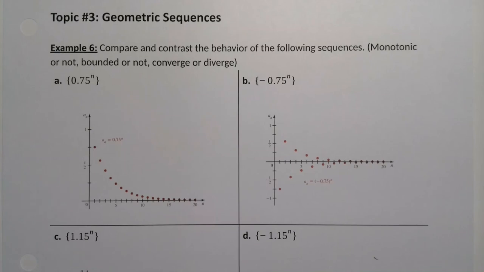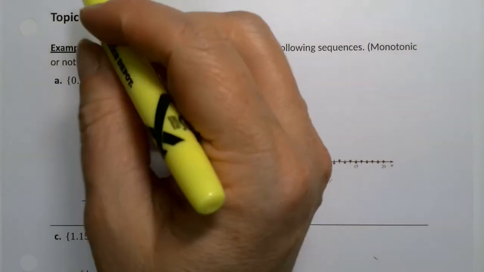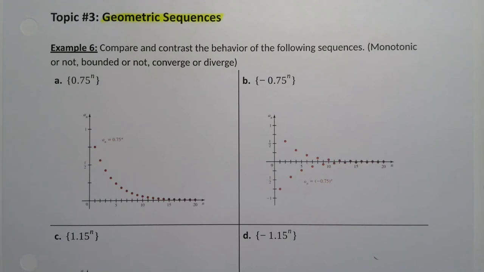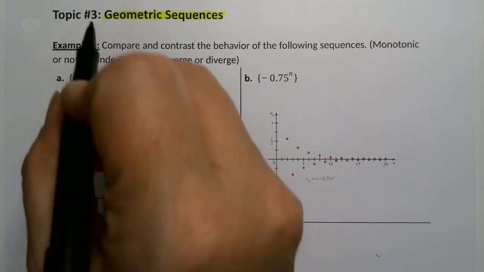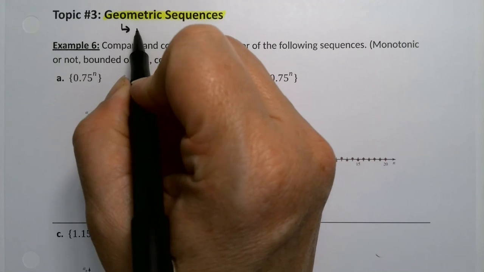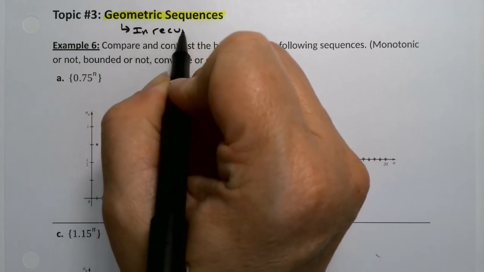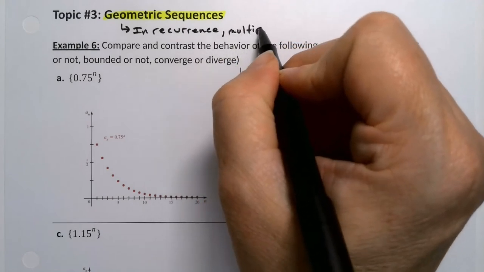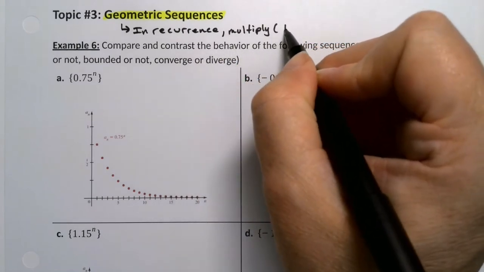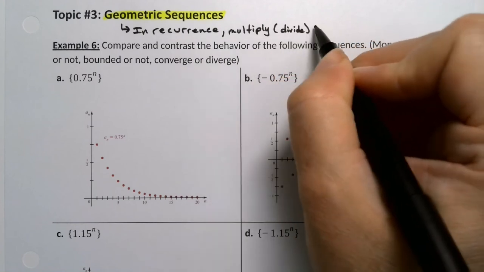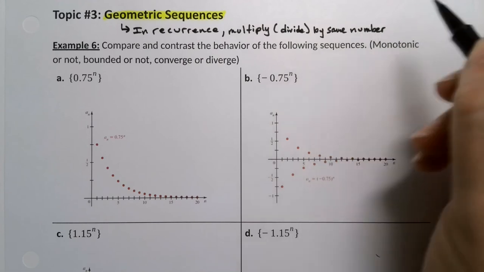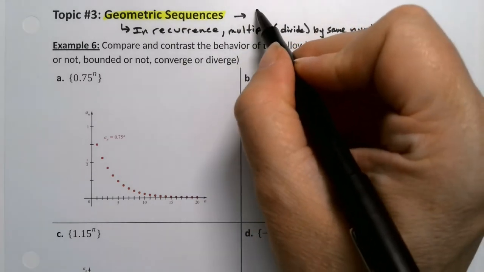It's time to revisit our old friend that we saw in section 10.1, which is geometric sequences. Now remember, geometric sequences, in case you've forgotten the definition, means that you're multiplying when you're making a recursive formula. So in the recurrence relation, you're multiplying or dividing, right? Because division is just multiplication by a fraction, by the same number.